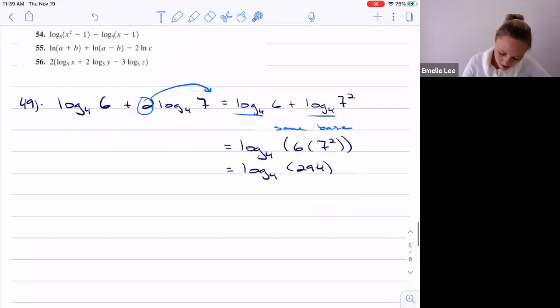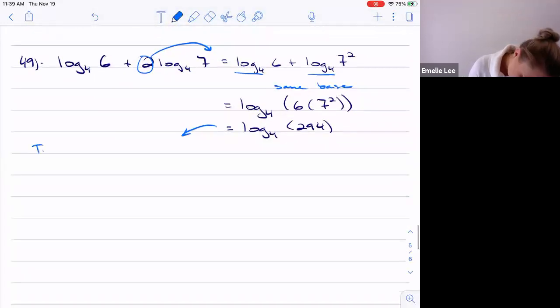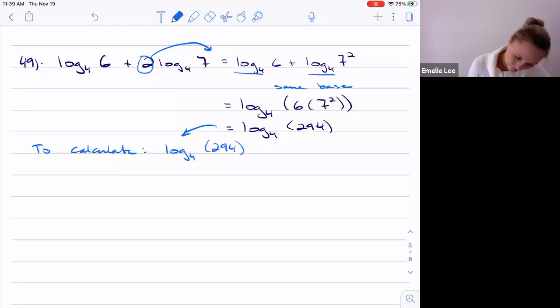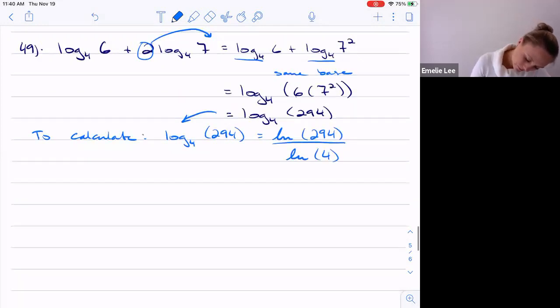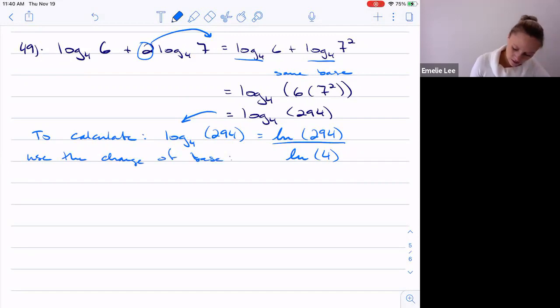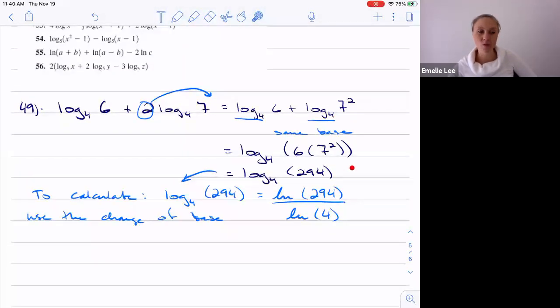If we had to calculate it, to calculate log base 4 of 294, we use the change of base formula. This is the ln of 294 divided by the ln of 4. Right. Use the change of base. So this is as combined as we can get it, right? In fact, if you're trying to combine this, that's more combined than this one here. I'm not expecting you to go between these two, but sometimes in your work, it'll be easier to write it one way or the other, and it totally depends on what you're working on.